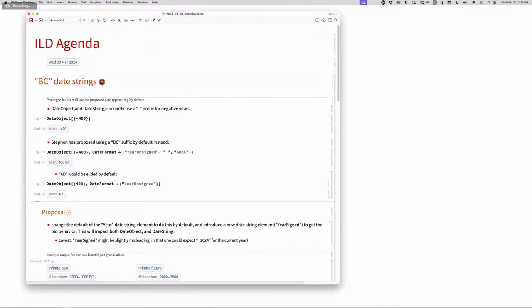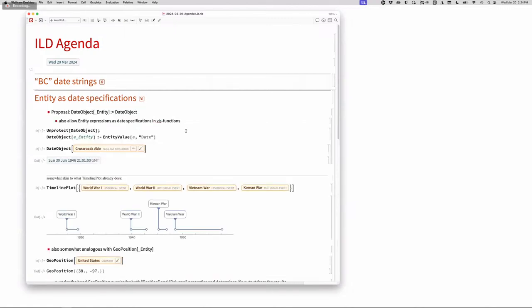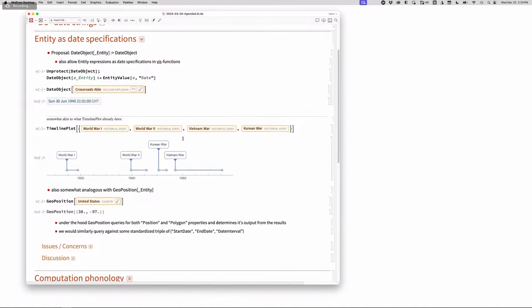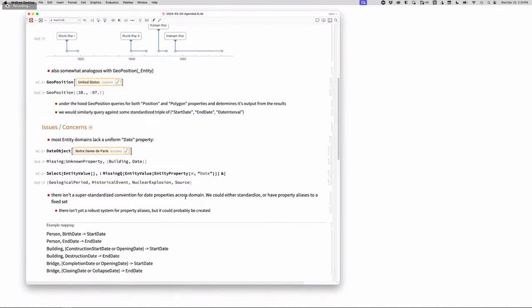Excellent. So this is another thing I think that came up in a different set of meetings. The idea was that the visualization functions in particular, I think, were what you were talking about, ought to be able to understand entities as dates, sort of like timeline plot does. Yep. So I have this basic proposal that date object and or date interval be able to consume entities and produce a date.